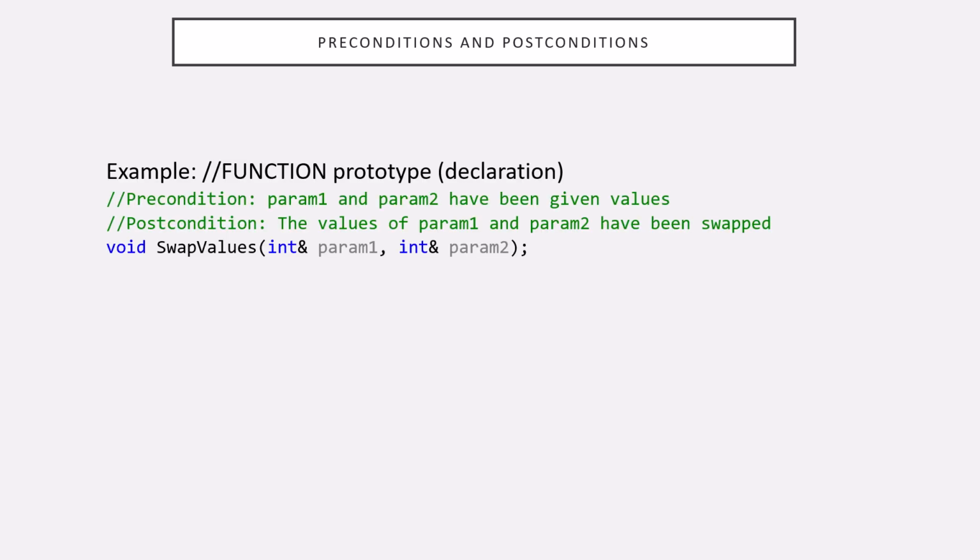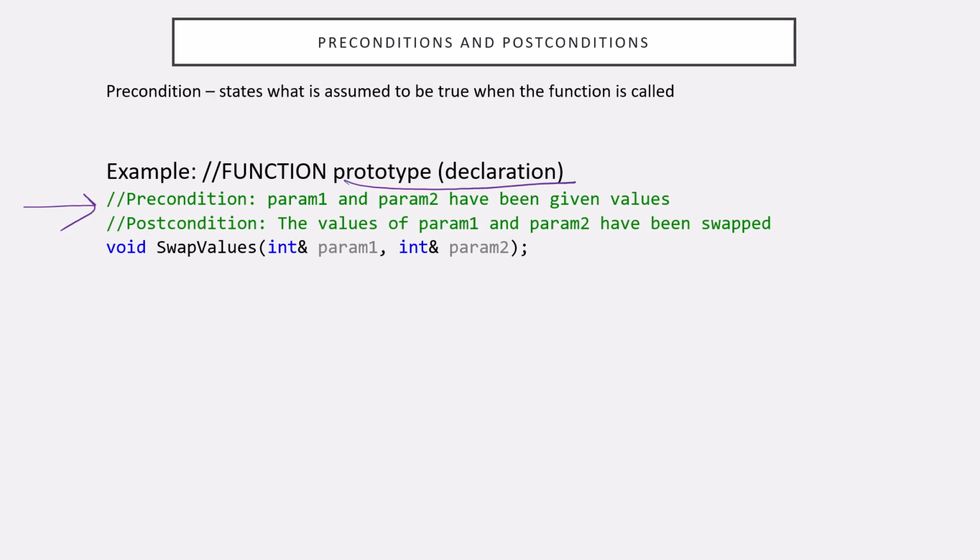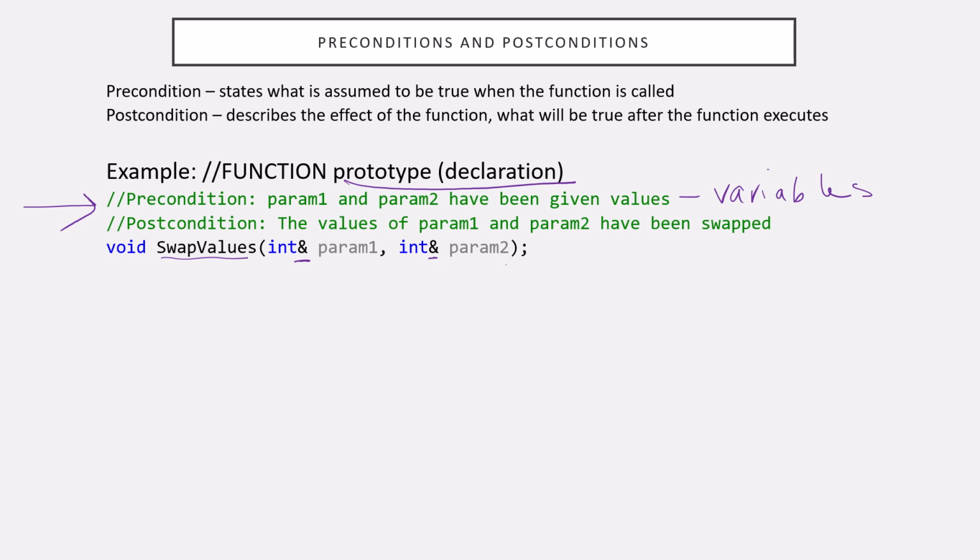Preconditions and postconditions. You should get in the habit of putting good comments on your function prototypes or declarations. A precondition describes what must be true when the function is called. So in this case, in order to swap values, param1 and param2 must be variables, but they must also have values or this function will not work. So they must be variables, and you know that because they're reference parameters, but you also know that they must have values because they're going to be swapped. And then the postcondition is that they are going to be swapped.